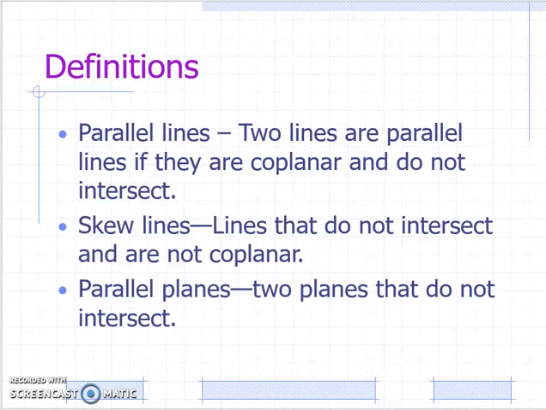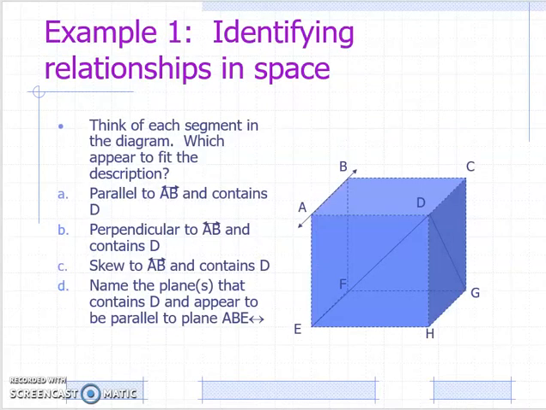Then we contrast that with skew lines. Well, skew lines are lines that do not intersect as well, but they are not in the same plane. And I'll show you an example of that in the diagram in just a minute. And then our third term today to look at is parallel planes. And parallel planes are 2 planes that do not intersect. Now, let's take a look at this diagram to help us with these new concepts.